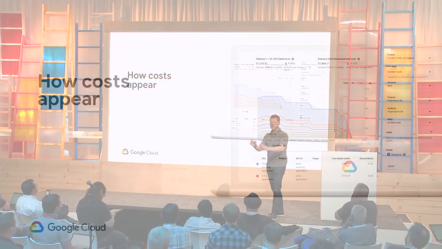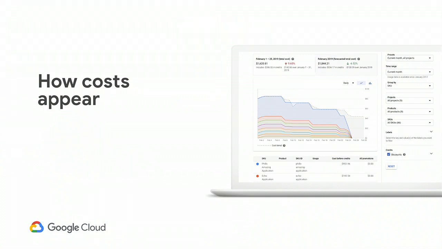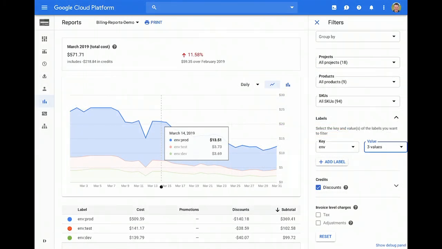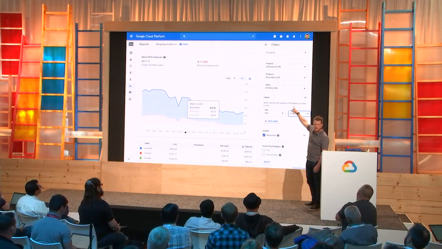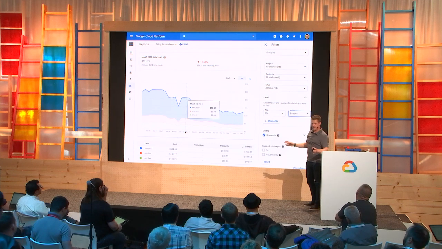So what does the world look like if we want to cross-cut by label in these two reporting contexts? First, in my reporting view, I can both filter and group by label. And here I've done it with my environment label. And I've got production, test, and dev that cross-cut across all my projects. There are 18 projects that are rolled up in this view. And this is the usage of those labels spanning all of those projects.